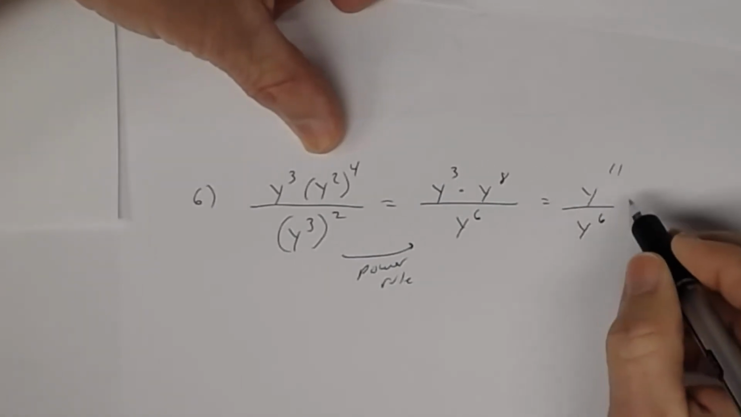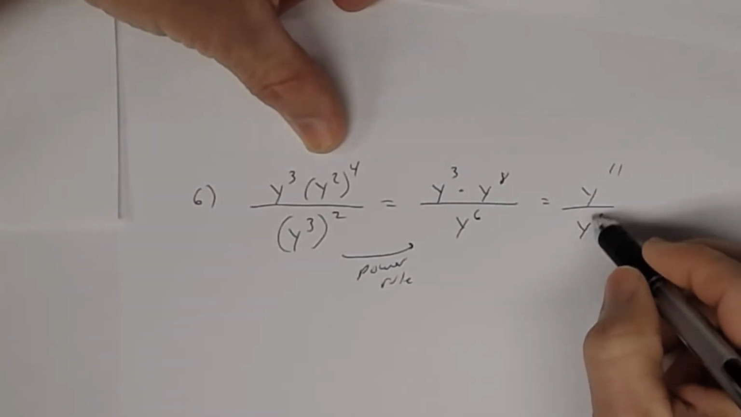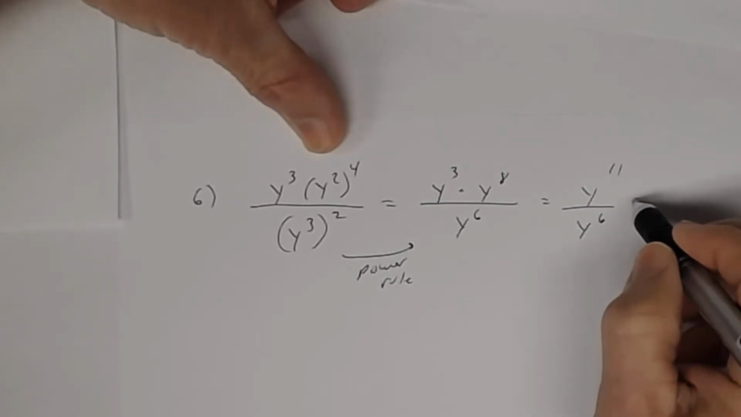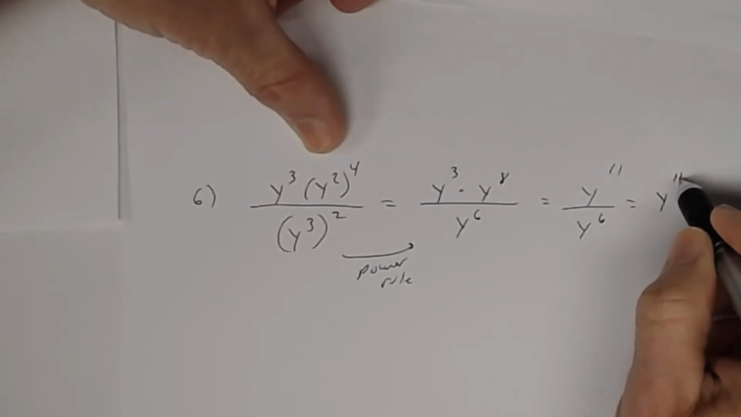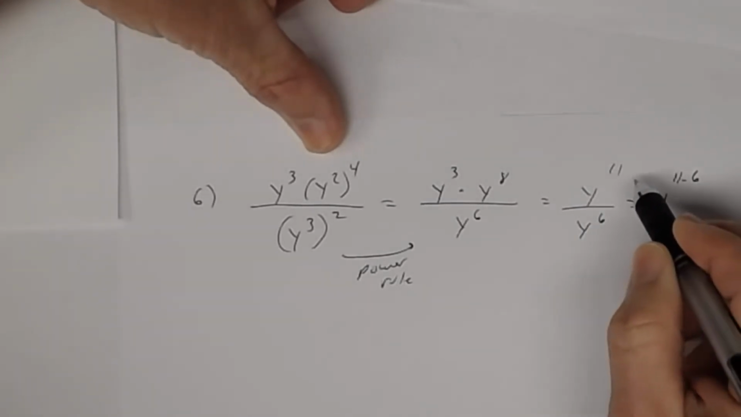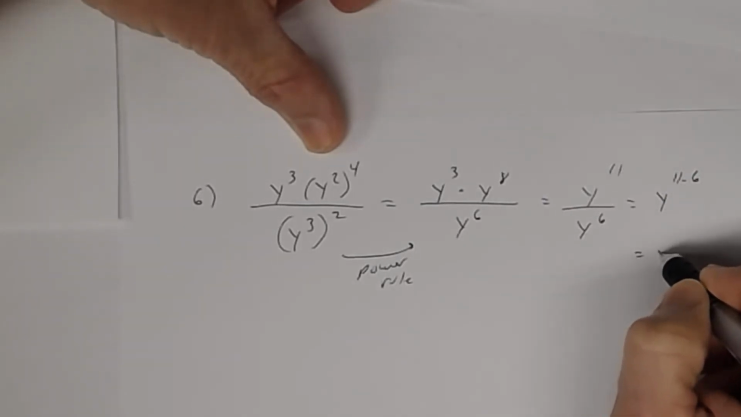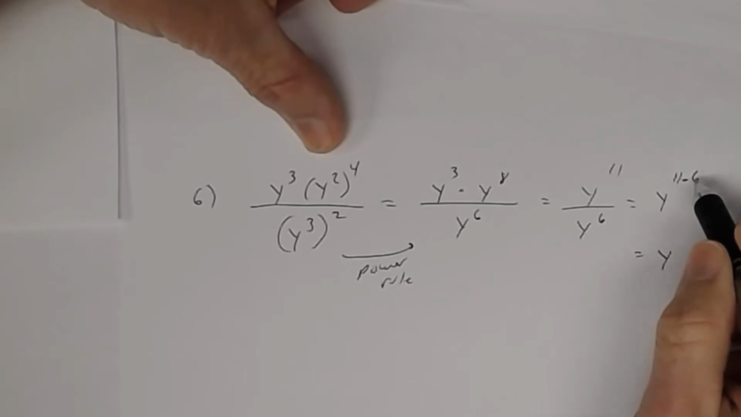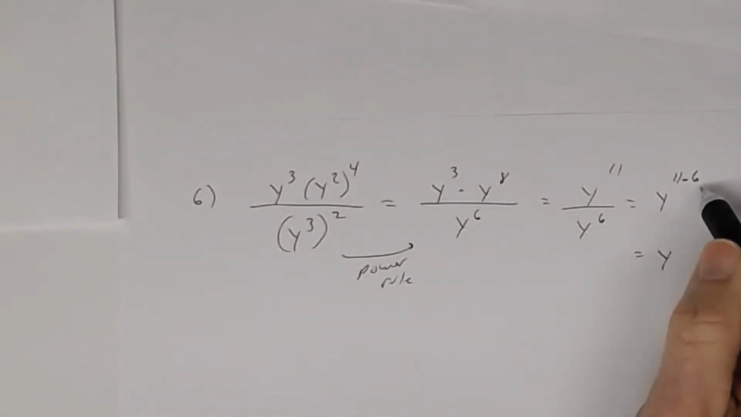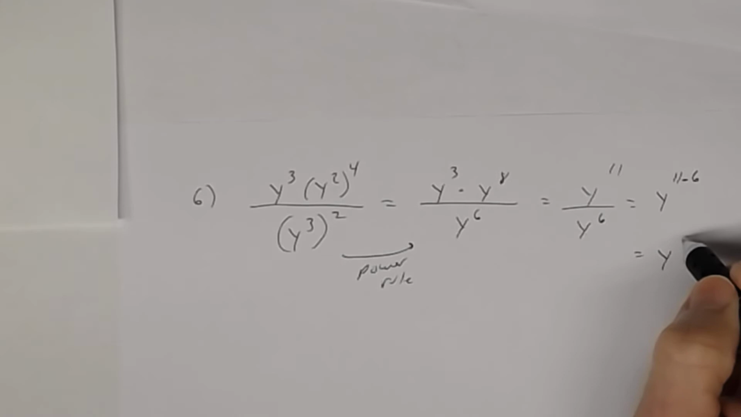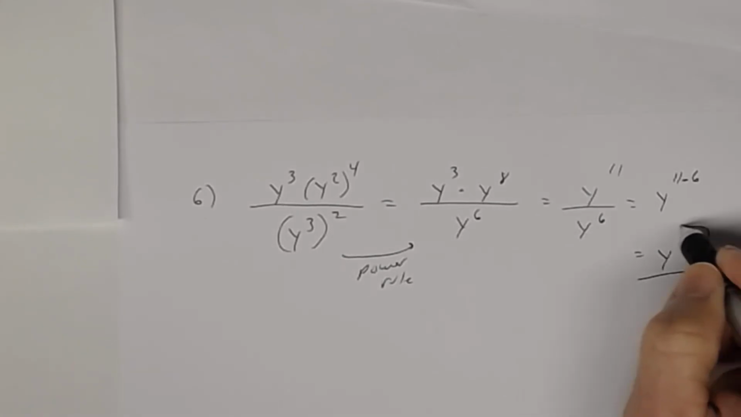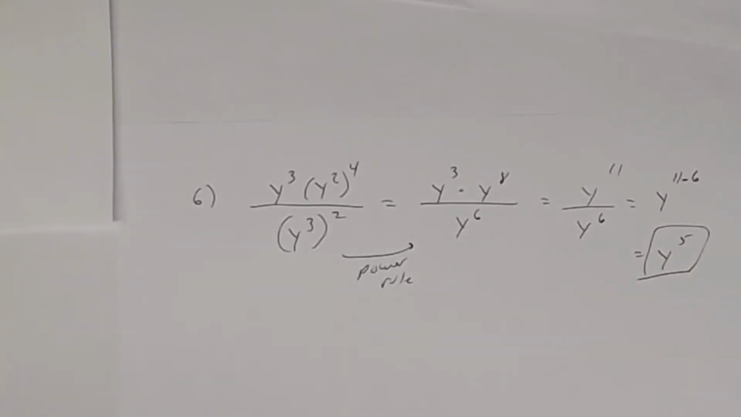All right. Now I'm going to use the quotient rule for exponents. Remember, the quotient rule for exponents says when you divide like bases, you subtract exponents, the exponent of the numerator minus the exponent of the denominator. And so the answer then is y to the, and then 11 minus 6, what's that? That's 5. So you get y to the 5th. All right, so that's the answer to number 6, y to the 5th.